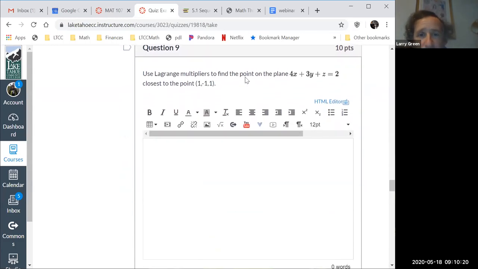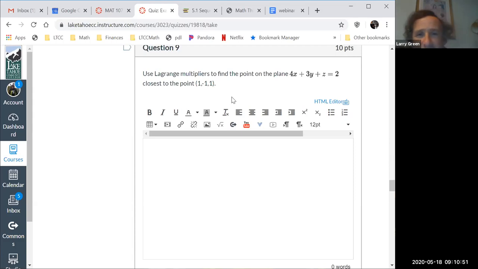Okay, use Lagrange multipliers to find the point on the plane closest to this point. Okay, I actually made a mistake on this one. It turned out I didn't need to change it because of my mistake. This problem was a lot easier than I expected it to be in terms of numbers. The bad thing is most people didn't even get to that point. Okay, so we'll see that in a minute. But I did tell you must use Lagrange multipliers.